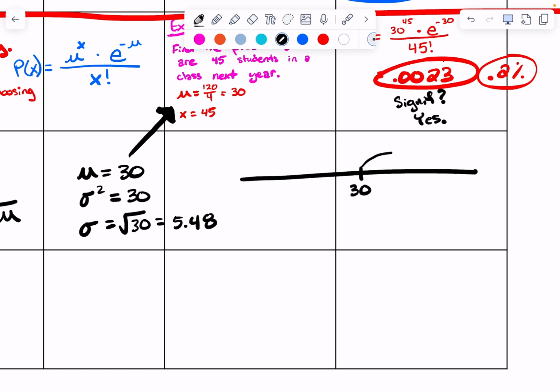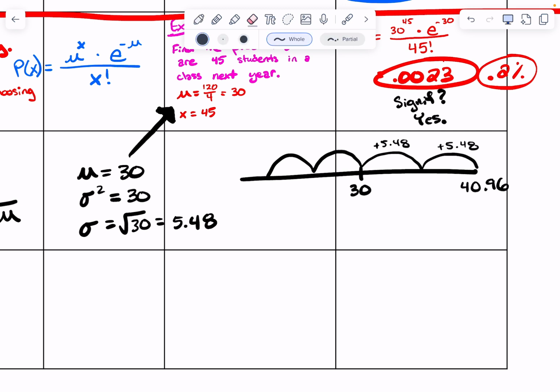And then I add it, how many times? Twice. I add the standard deviation. I add 5.48, and I add 5.48, and that is 10.96. So 40.96 would be considered significant, right? If I subtract 10.96, that is 19.04. Is that true? Yeah. Okay.